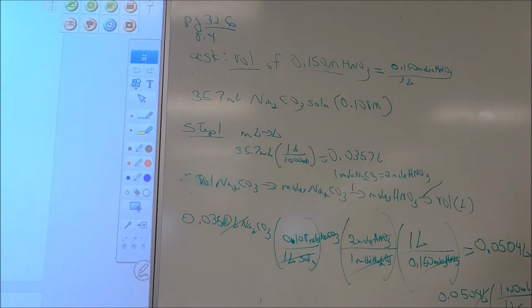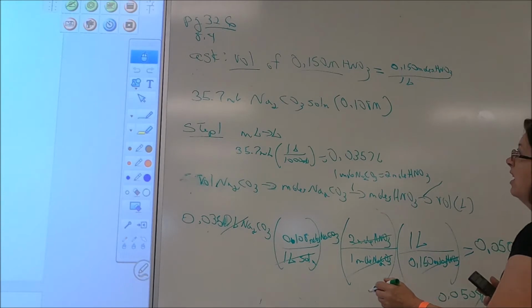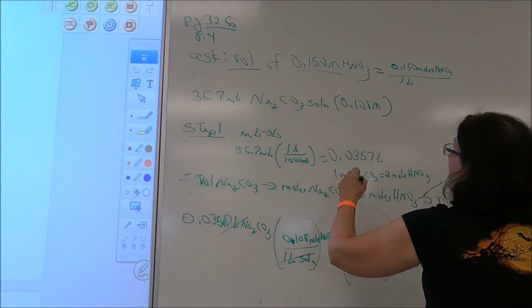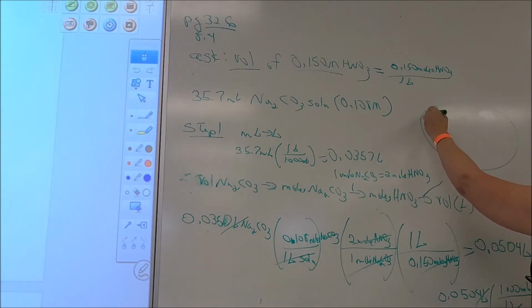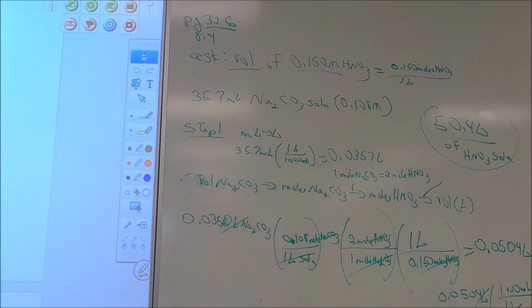I get a final answer here. Okay? I'm running out of room. Our final answer is 50.4 milliliters of the HNO3 solution. And that's a reaction stoichiometry problem.